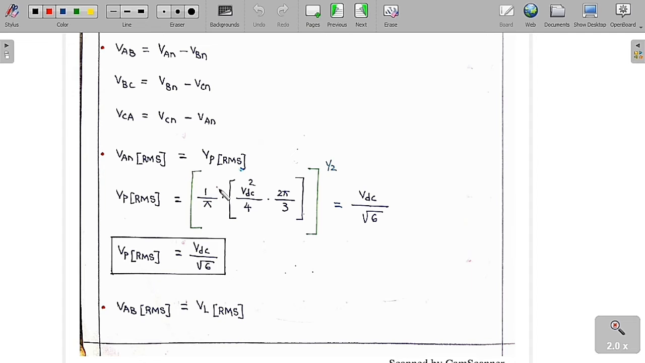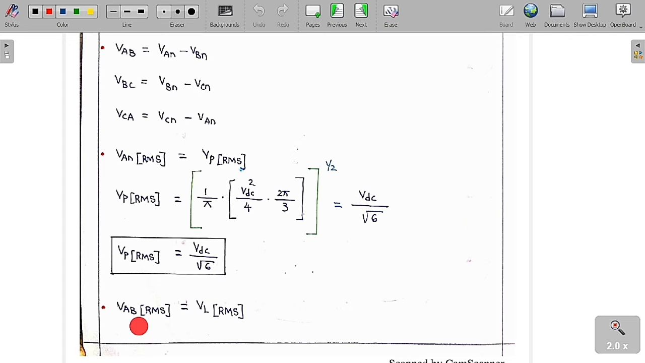Now we are going to find the RMS value of the phase voltage. V phase RMS is equal to under root of 1 by pi times (VDC by 2) whole square into 60 degree plus (VDC by 2) whole square into 60 degree, or simply (VDC by 2) whole square into 180 degree. If you solve this, we get VDC by root 6. So V phase RMS is equal to VDC by root 6.